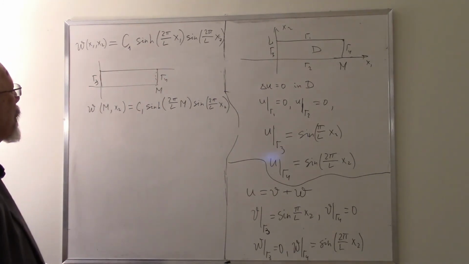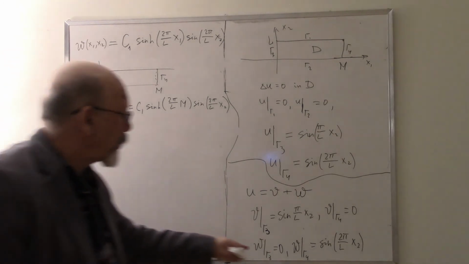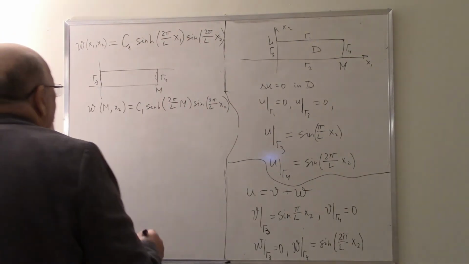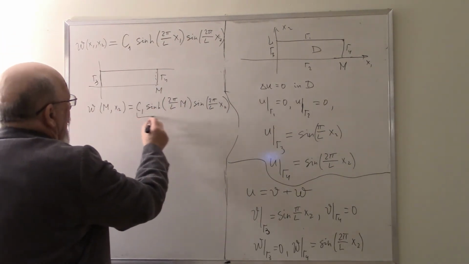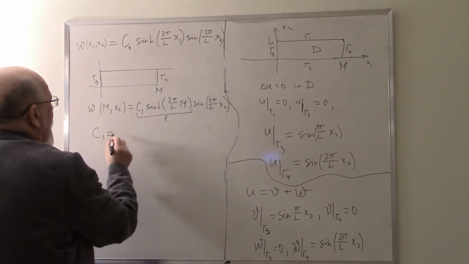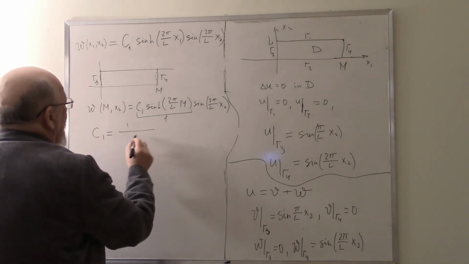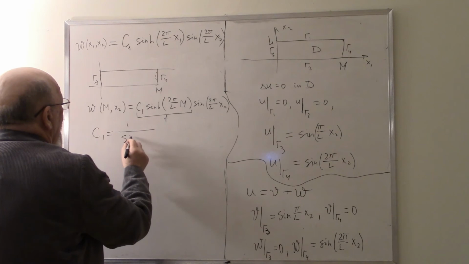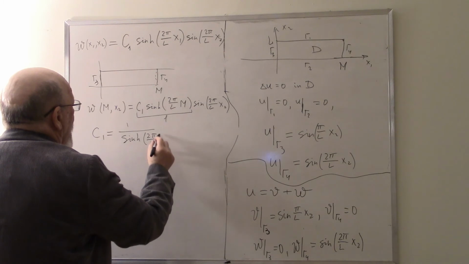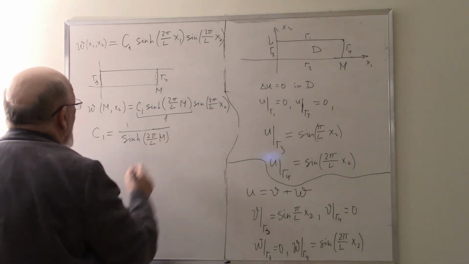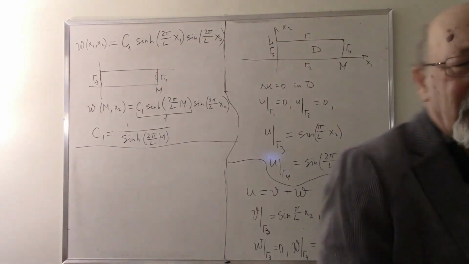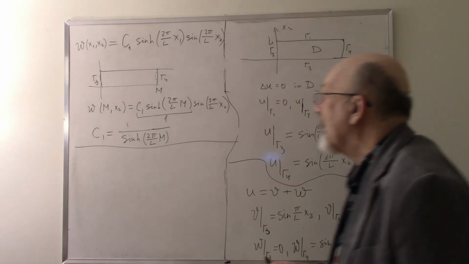And it should satisfy this condition. So this means that C1 times the hyperbolic sine should be equal to 1. Yeah? So C1 equals 1 divided by hyperbolic sine of 2 pi over L m. And so we solved half of the problem. We found W.